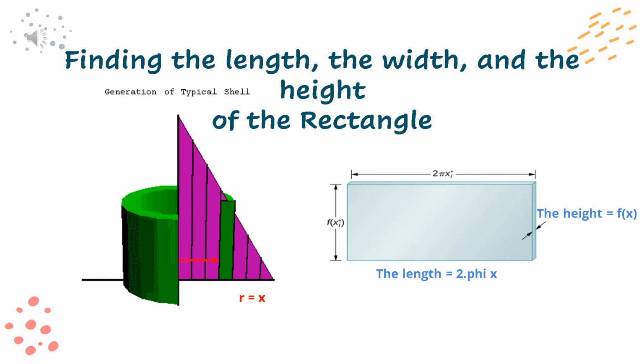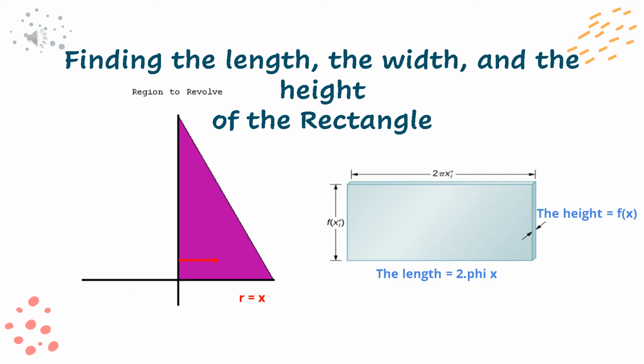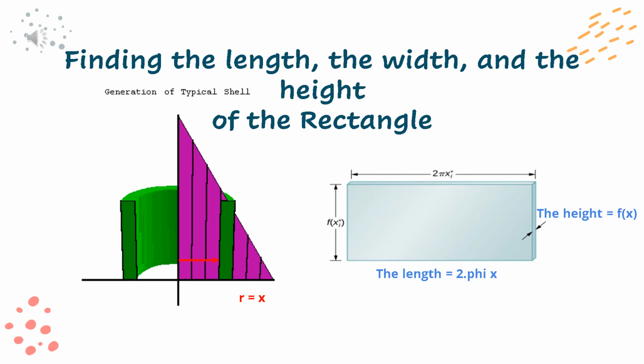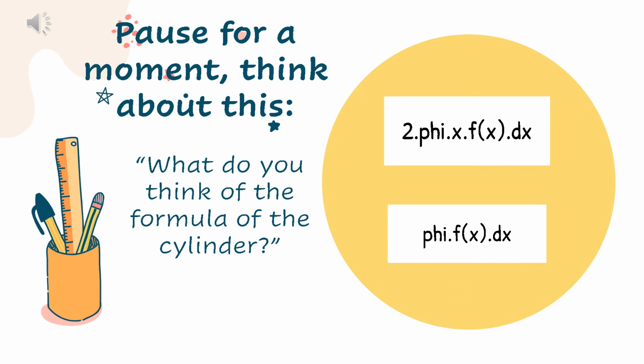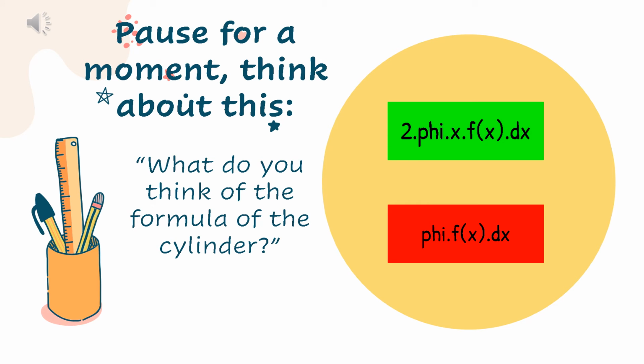As for the width, it is the thickness of the shell. But what is it? Now take a look at this 2D plane. Before the infinitely small rectangle is rotated around the y-axis, we know that the thickness of the cylinder is actually the part right here. It is the change of x, which is almost zero, or so-called dx. So the width will be dx. Now the formula of one cylinder is complete. Yes, it is 2 pi x f(x) dx.